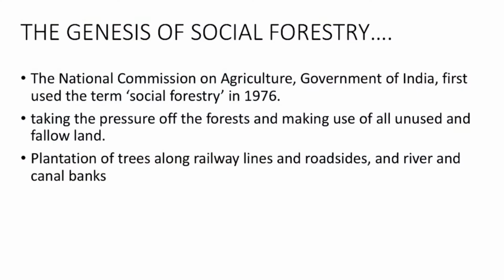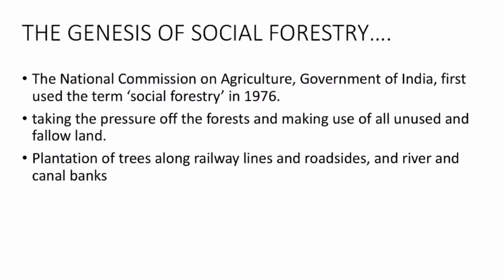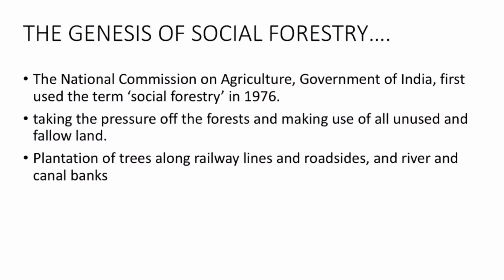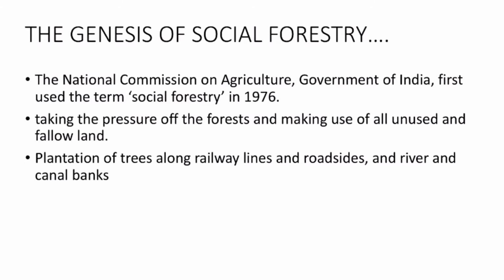Social forestry was defined almost 100 years ago, and the genesis of social forestry actually began in 1976. It was put up by the National Commission on Agriculture of the Government of India, and it was mainly implemented to take the pressure off the forest and to make use of all the lands that were lying barren and uncultivated. Initially, social forestry was taken up by the government. There was a lot of plantation of trees along the railway lines, roads, and also river and canal banks. This is how social forestry originated.